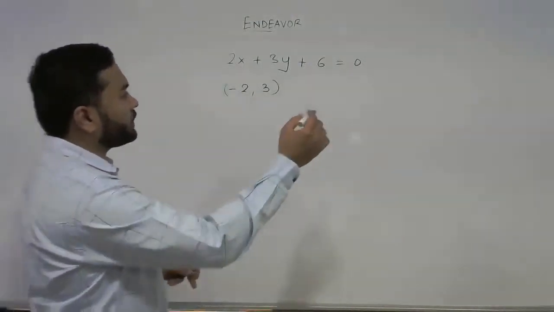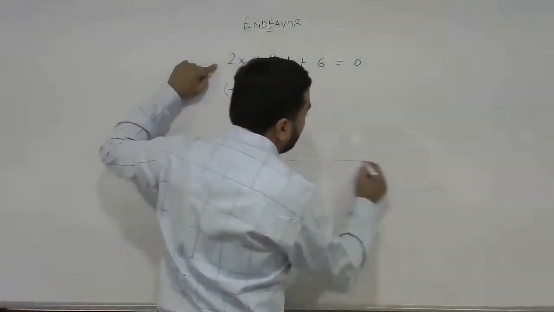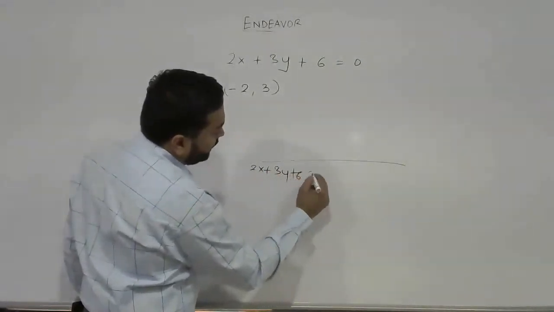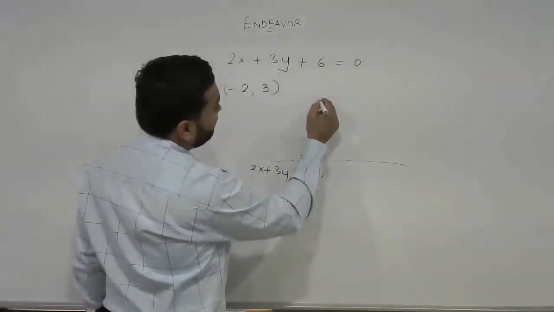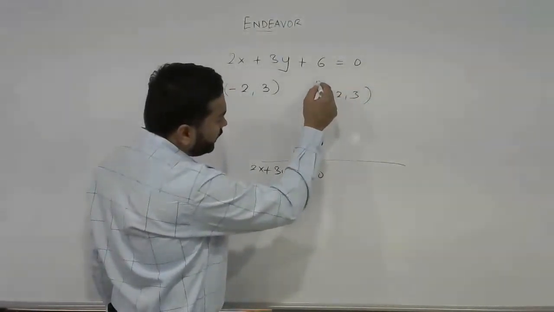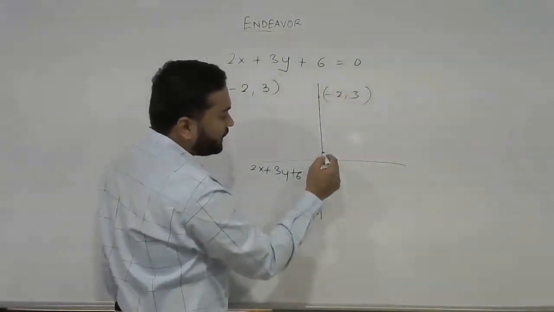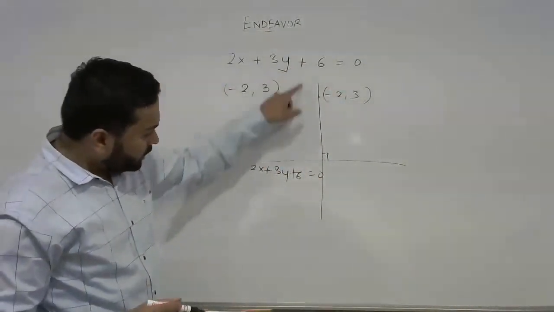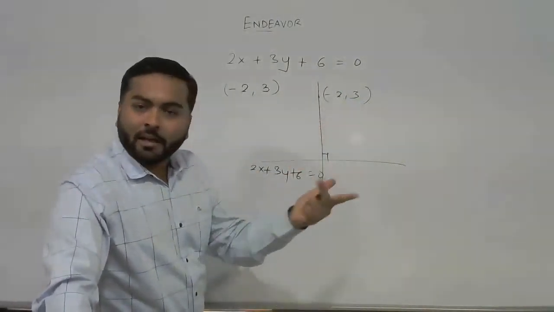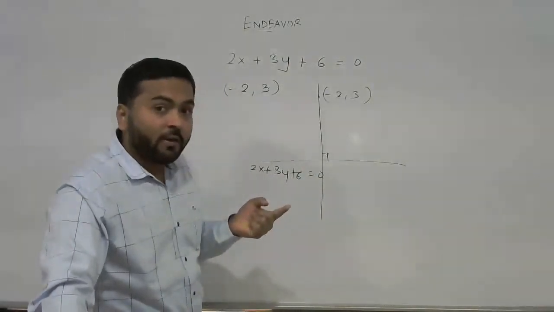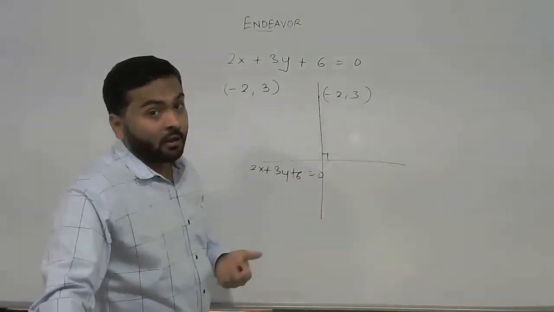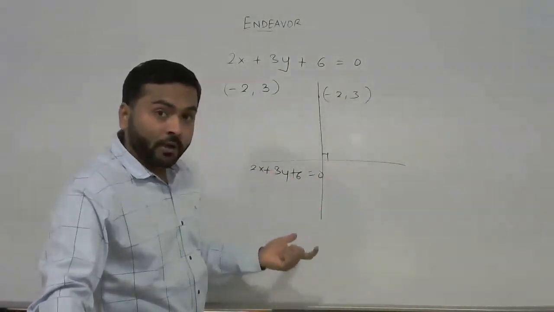So let's see how we can solve this question. Let us say 2x plus 3y plus 6 is equal to 0 is this line, and let's say minus 2 comma 3 is here. I want to find the equation of a line which is passing through minus 2 comma 3 and it is perpendicular to this. To find the equation of this line, I have 1 point. If I get one more point, I can apply the 2-point form. Or if I can't get one more point, if I can somehow find the slope of this line, I can still get the equation of the line using the slope point form.